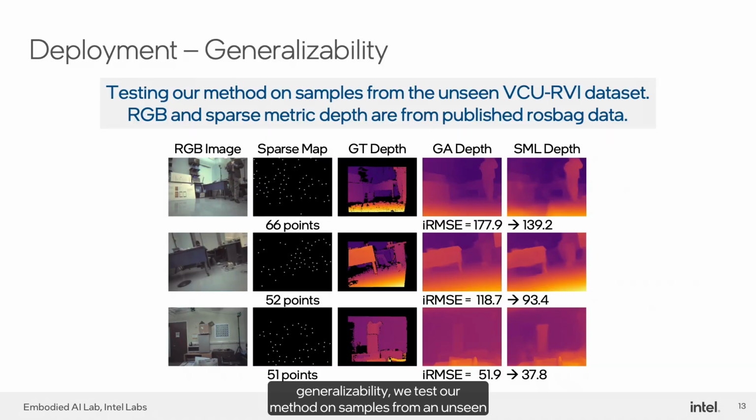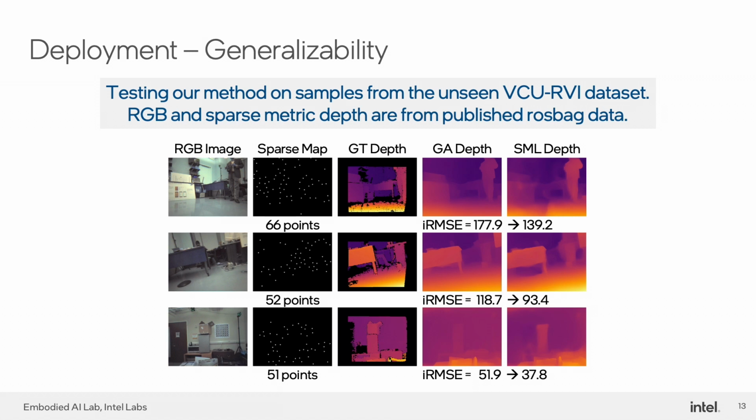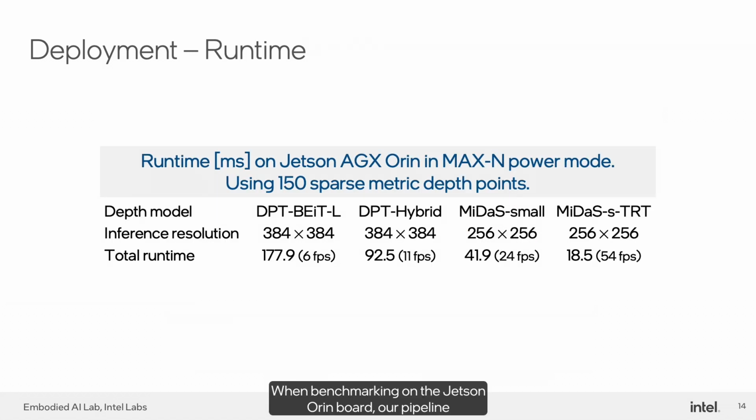To investigate generalizability, we test our method on samples from an unseen visual inertial dataset. Even with motion blur and noticeably fewer sparse depth points, our pipeline can still successfully resolve metric scale in dense depth maps. When benchmarking on the Jetson Orin board, our pipeline supports real-time processing. The frame rate varies with the monocular depth estimator that is integrated into the pipeline.